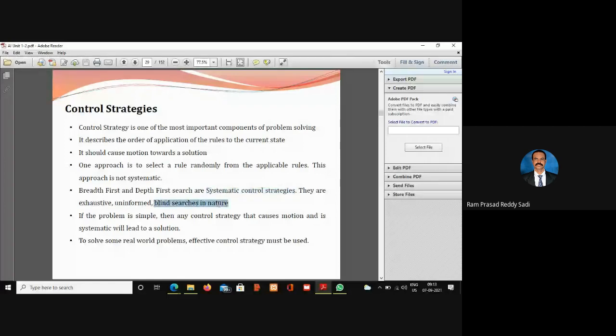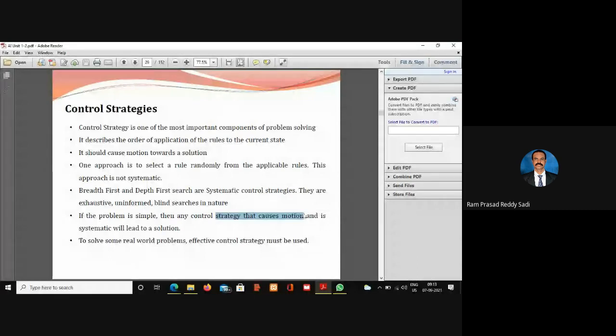So if the problem is a simple problem, such as the missionaries and cannibals problem or the water jug problem, then any control strategy can cause motion. You can go with a random choice, as we have done just now. For the missionaries cannibals problem, we have not followed any strategy. We have blindly applied certain rules such that we reach a solution.